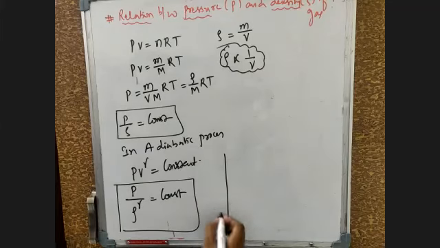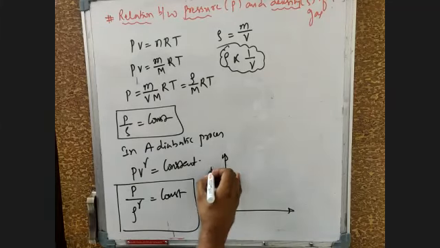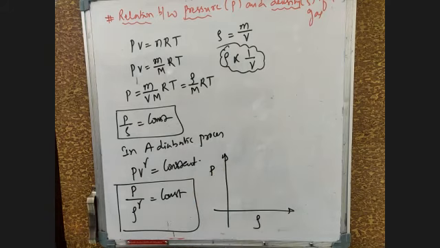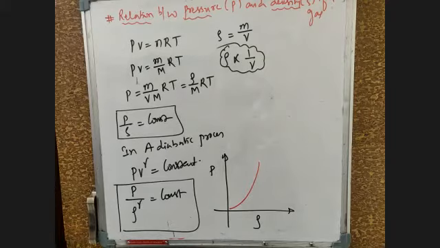Again, if I'm trying to draw the graph between pressure versus density, the graph will be starting from somewhere here like this, because it is something like 1 by gamma power. So P is inversely proportional to your density, as PV to the power of gamma is equal to constant.